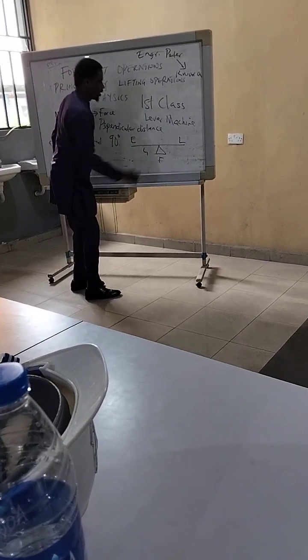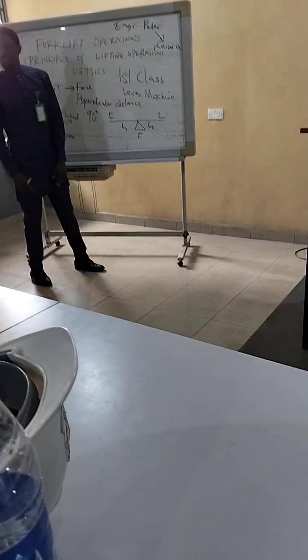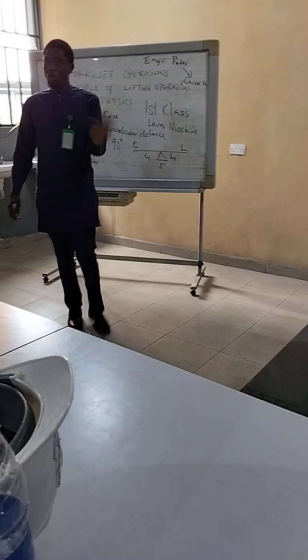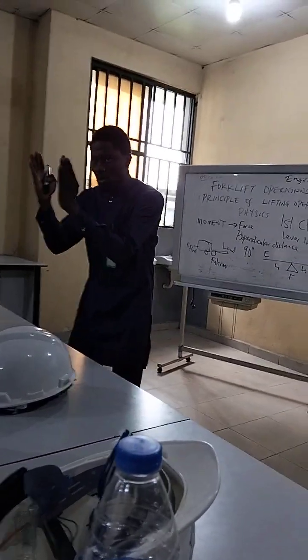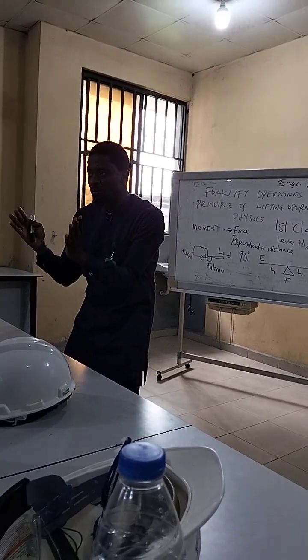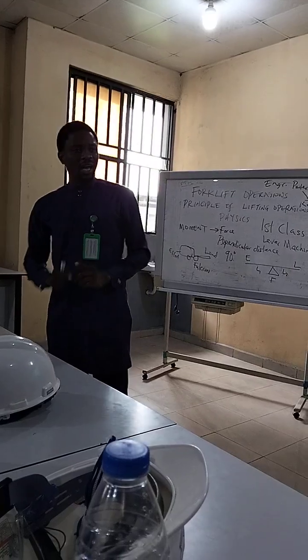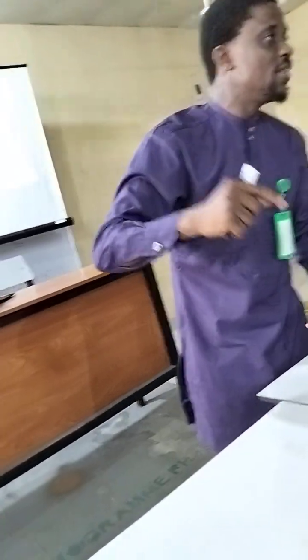Let's call it L1. Let's call this L2 as the distance. Compared to load and the distance also. When we multiply this effort and the distance, we have the moment as a result of the counterweight. When we calculate the force of the load times the distance, we also have what? The moment of the load. Now, for our forklift to be stable, the moment of the effort must always be greater than the moment of the load.